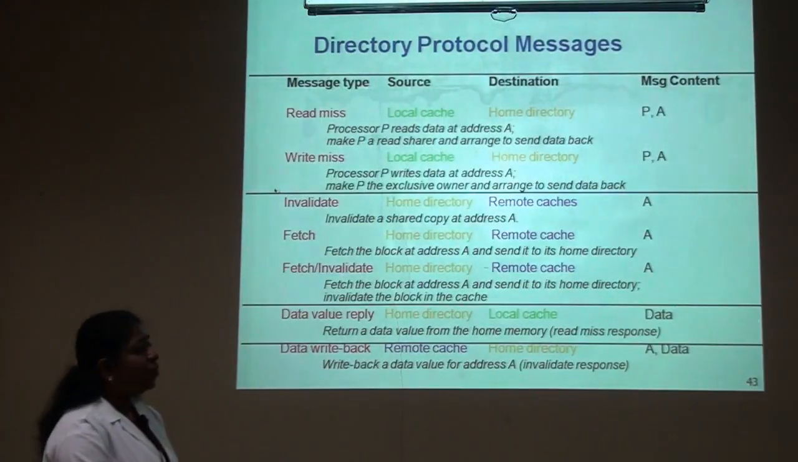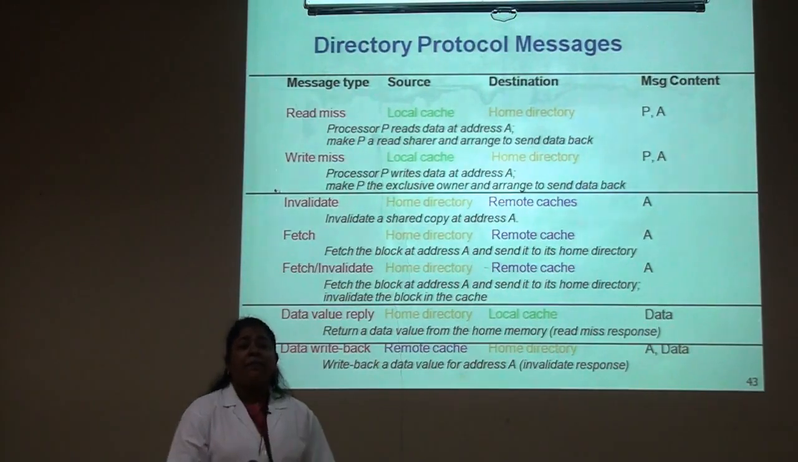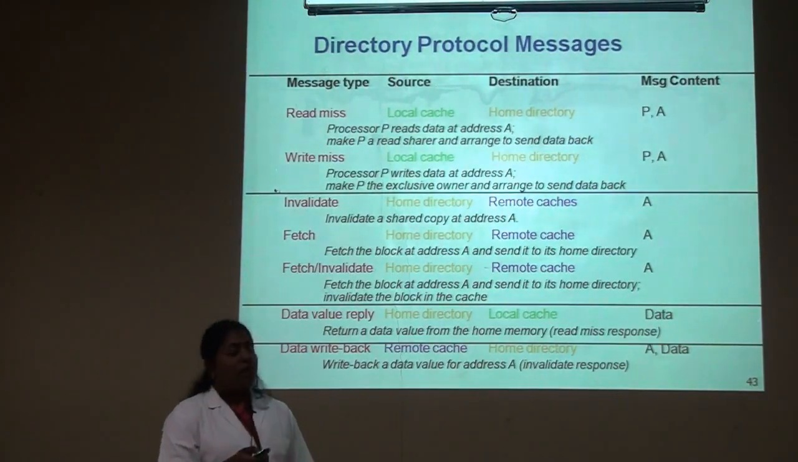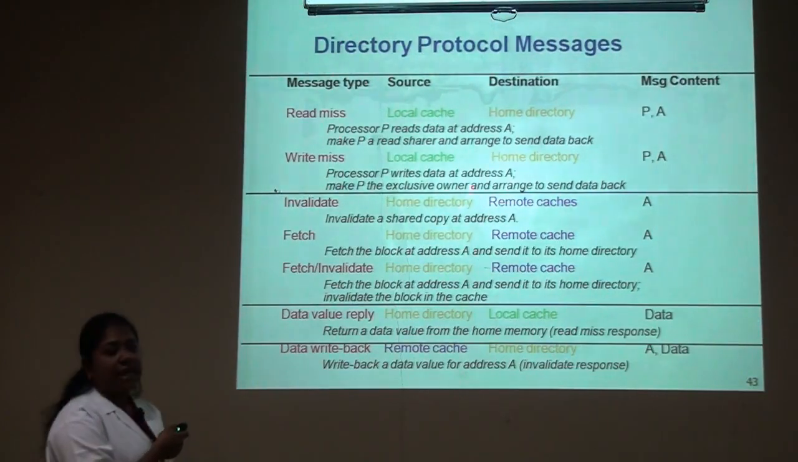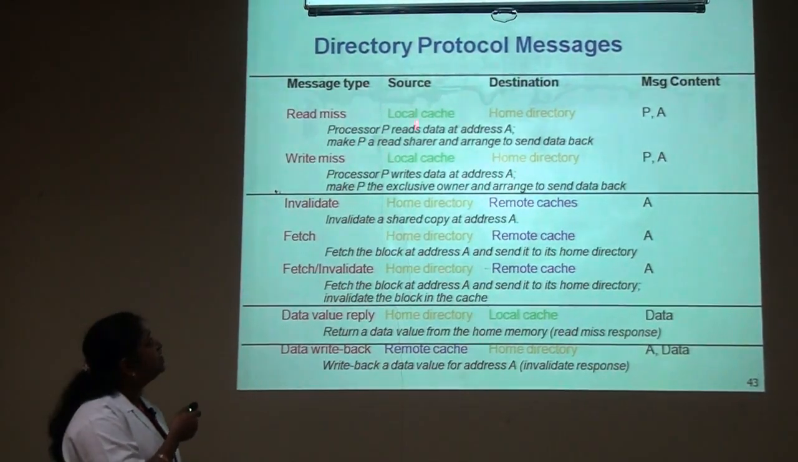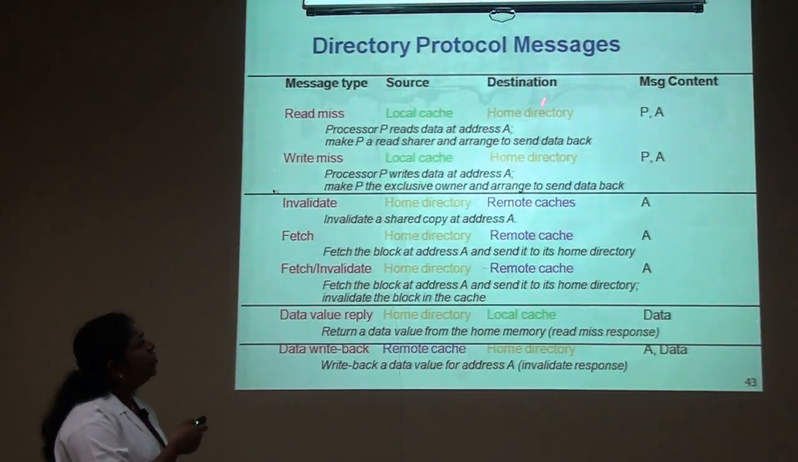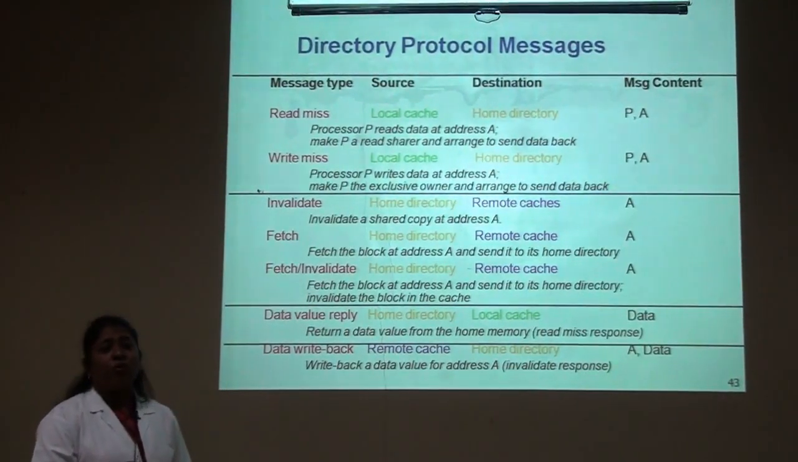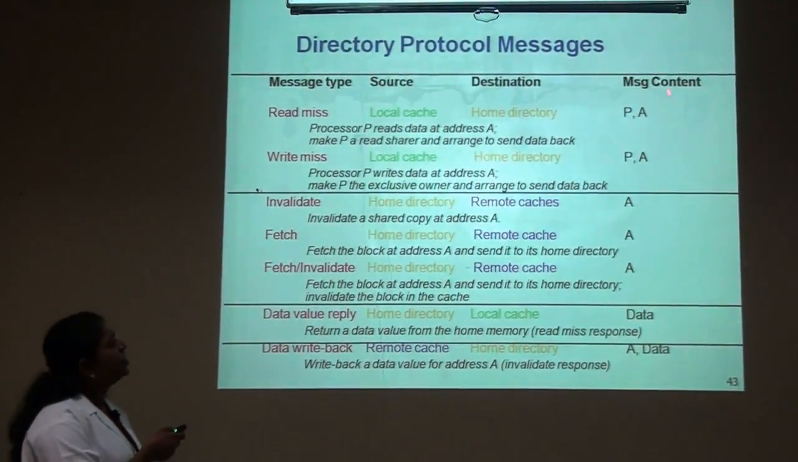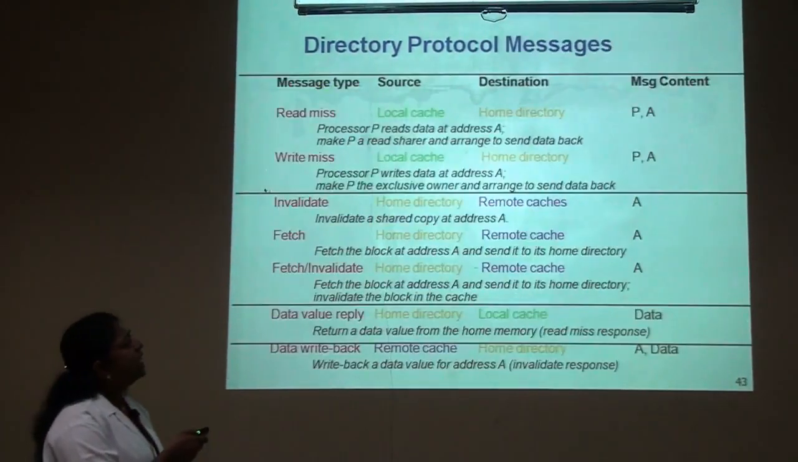In the directory protocol, as I already told you, everything is performed with the use of messages. For example, what are the message types? The first message type is read miss. This is the source and destination. The local cache you are using, and the home directory. The directory contains the local node, home node, and remote node. If I am issuing from the processor, A is the address, and the message is read miss P comma A.